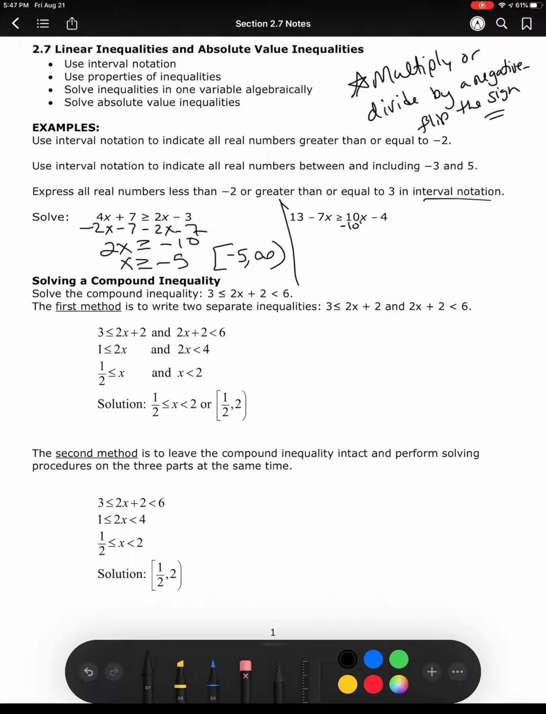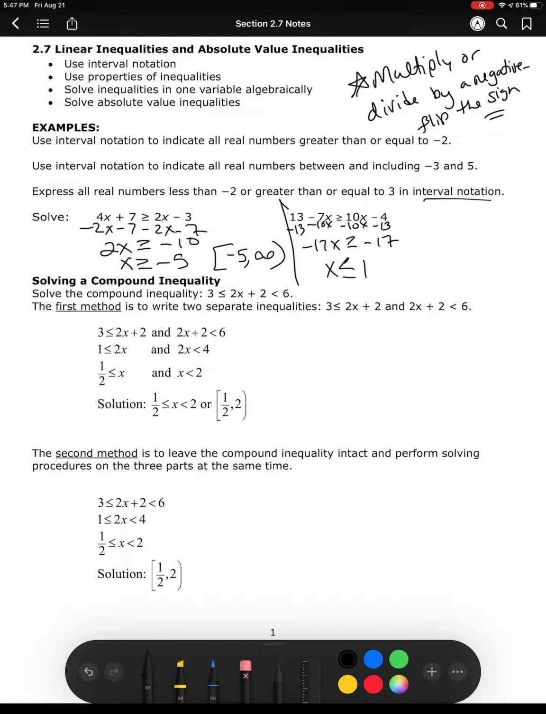Okay, this other one, we'll do the same thing. I'll subtract 10x on both sides so that my x's are on the left, and then subtract 13 on both sides. So we get negative 17x is greater than or equal to negative 17. Divide both sides by negative 17, but remember that you need to flip the inequality so that we get, oh, that's interesting. I see what happened. Never mind.